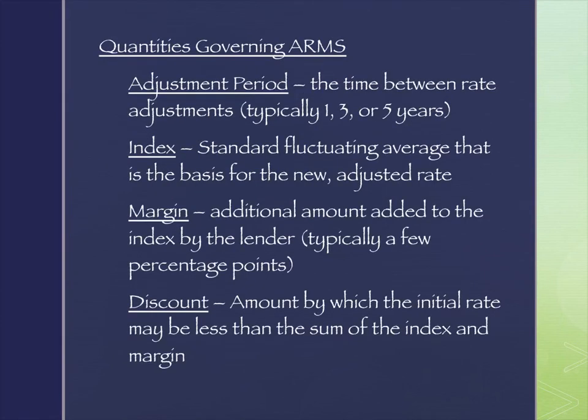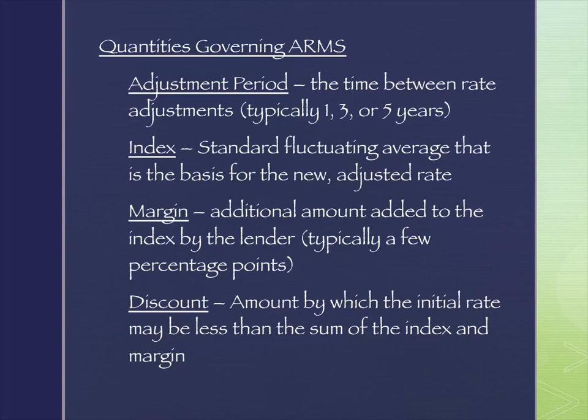These are the kinds of quantities that can govern the ARMs. The adjustable period: how frequently can they make adjustments? It's typically 1, 3, or 5 years. So it's set for a year, and then it might come back to bite you. Or maybe it's 3 years, or maybe it's 5 years. The index: the standard fluctuating average that is the basis for the new adjusted rate. That's why we see interest rates go up as the index goes up. The margin: the additional amount added to the index by the lender, typically a few percentage points.